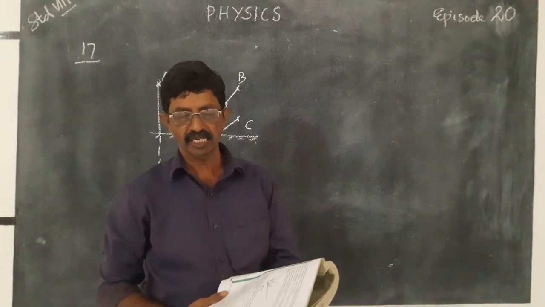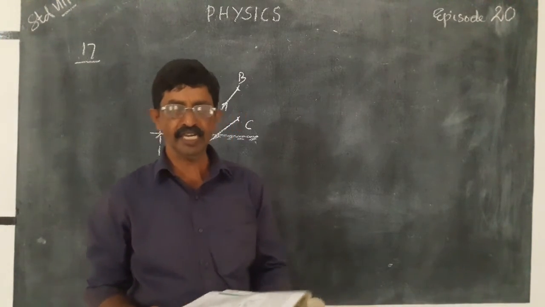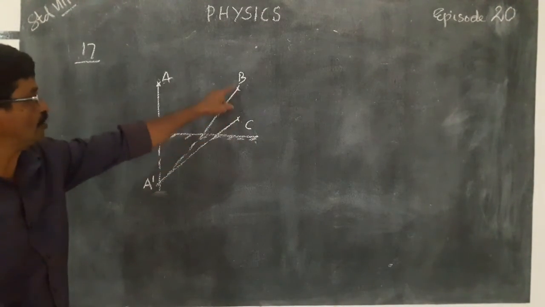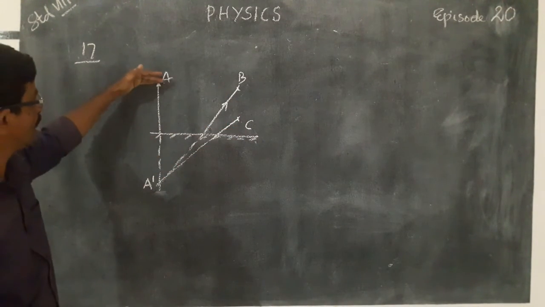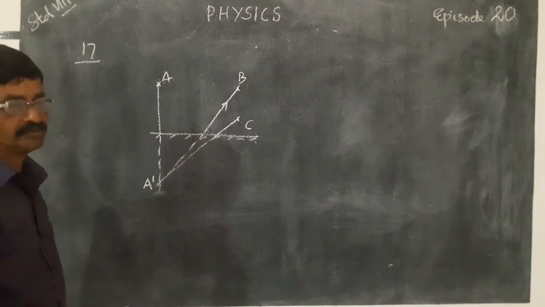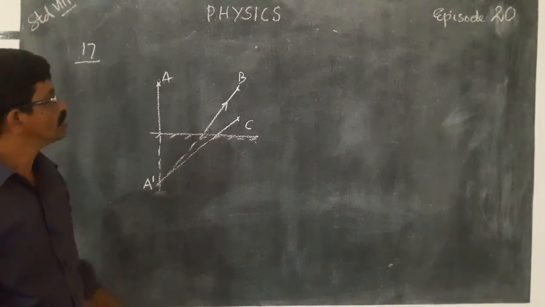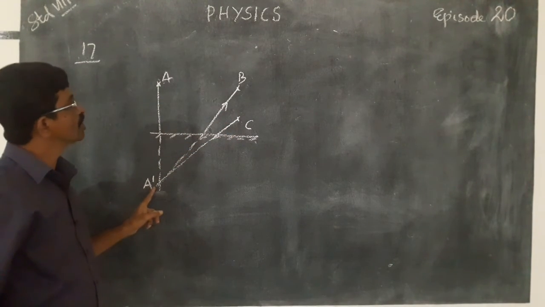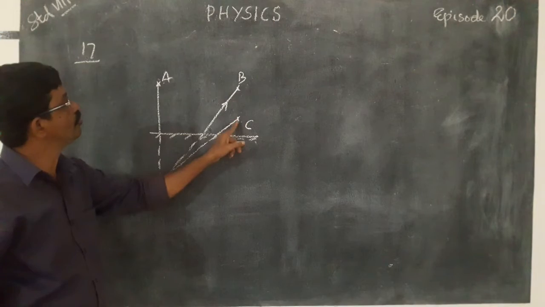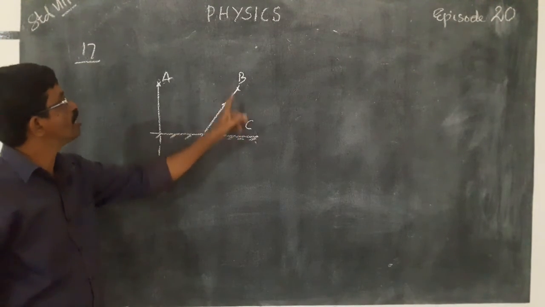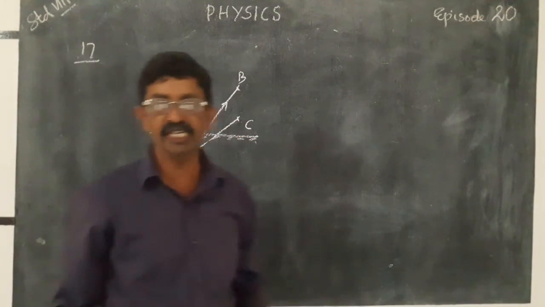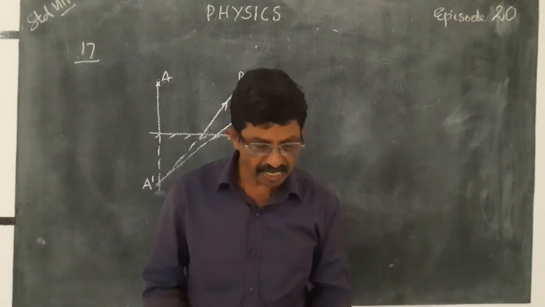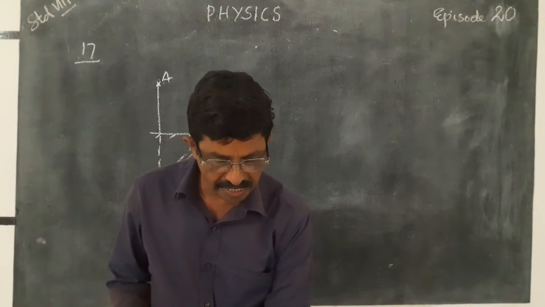When she moves from B to C, the image of A will be there. The image of this A is at the same place. When she is moving, where Bojo saw the image, there she can also see it. These are the questions given in this exercise.